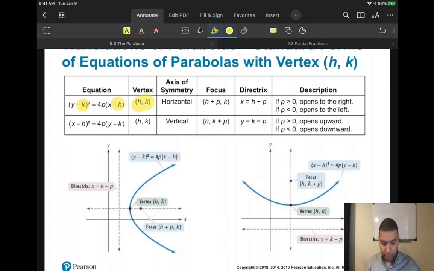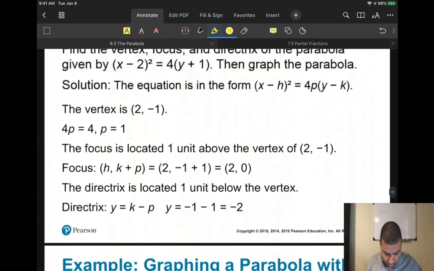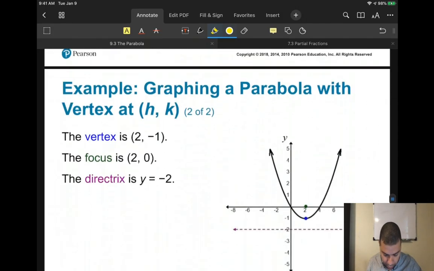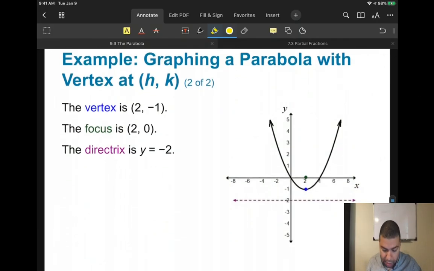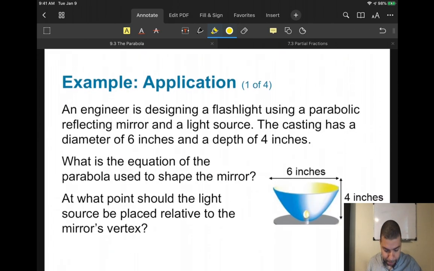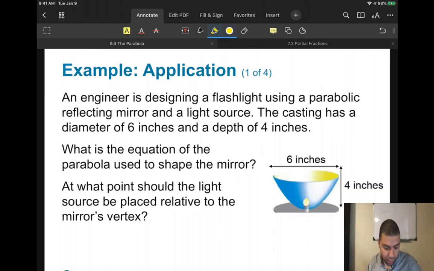Okay, so I'll skip over this. I'll let you look over this example here and figure this out on your own. It's the same idea, like I said, right? You start from the vertex this time, right? And once you find P, you move P up or P down or P left or P right, starting from the vertex rather than from the origin. So I'll let this be. Let's solve this application, which is much more interesting.